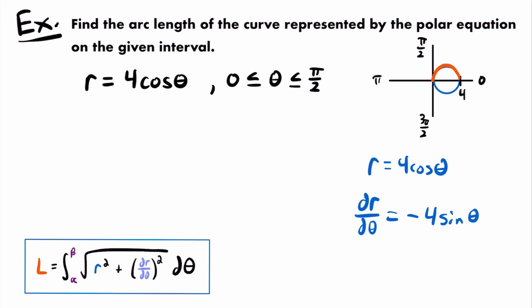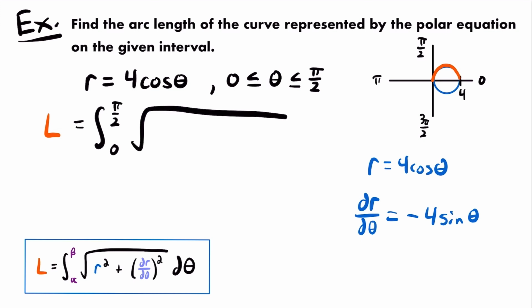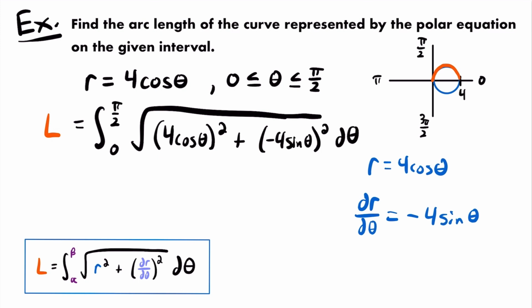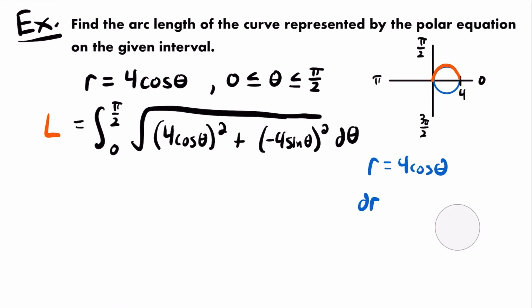All right, so now that we have r, dr d theta, and we know the two angles of theta that we want to find the arc length between, we can set up our definite integral to calculate the arc length. We'll have that the arc length is equal to the integral from 0 to pi divided by 2 of the square root of r squared, so we'll have 4 times cosine theta squared, plus dr d theta squared, so we'll have negative 4 times sine theta squared, and then multiply by d theta. All right, so now we've set up our definite integral. Now we just have to simplify it and solve it to find our arc length.